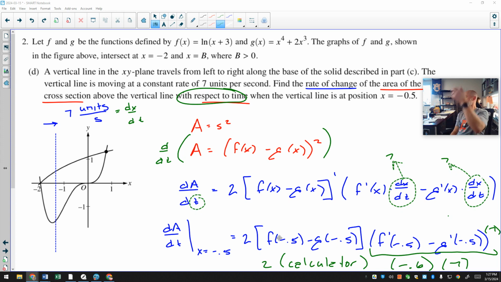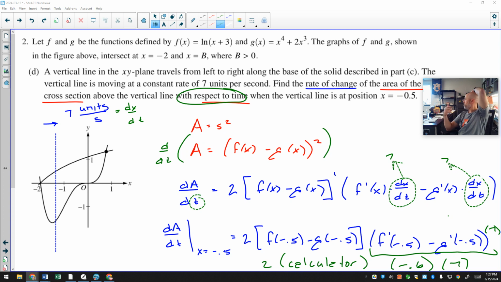And I didn't finish it. You can see I got kind of lazy. I still have not done the f of negative 0.5 and g of negative 0.5. So that would have to be evaluated. But that would be what you do to get the answer. And I may come back when we're reviewing for the AP exam. I may come back and look at this in more detail. But since I'm not going to do this to you on a free response quiz, I don't know if it's worth the amount of time it will take to go over this question right now.